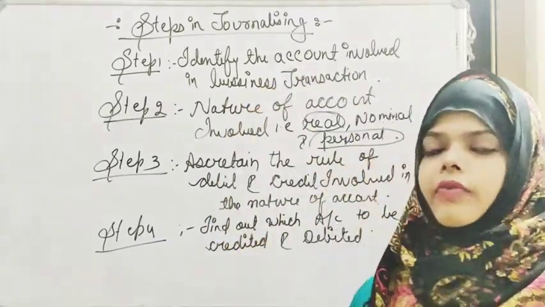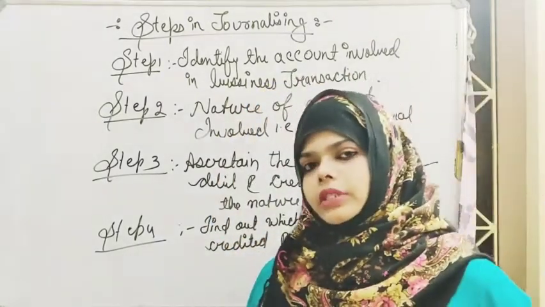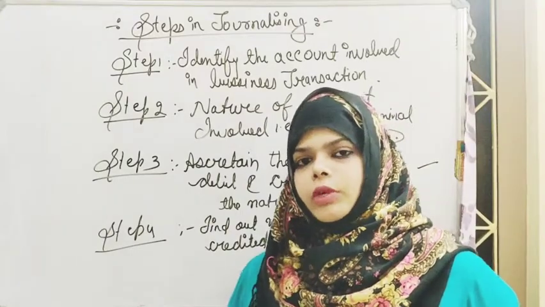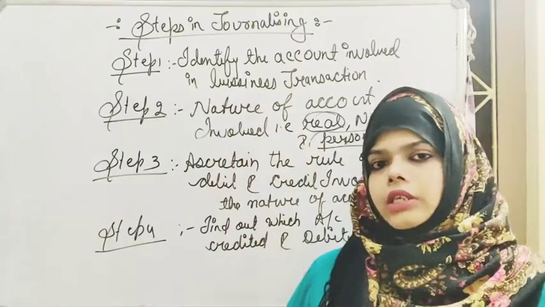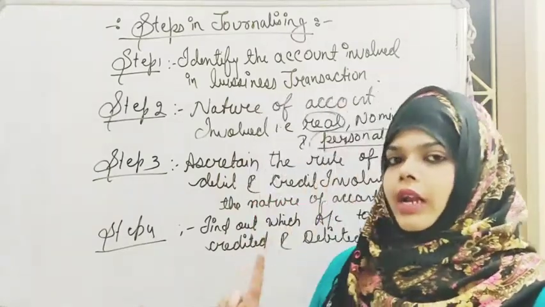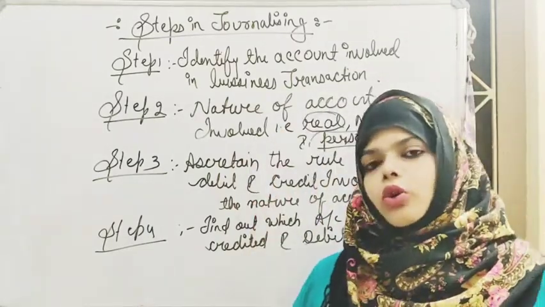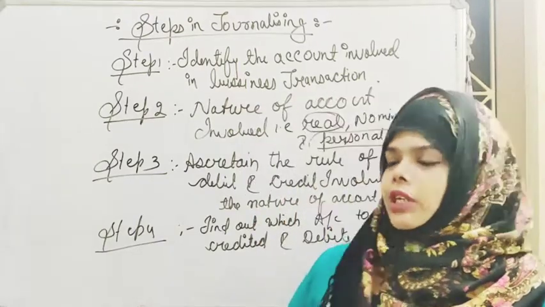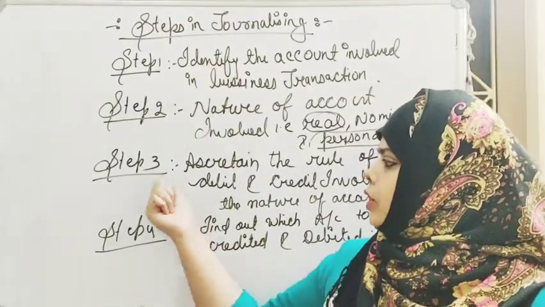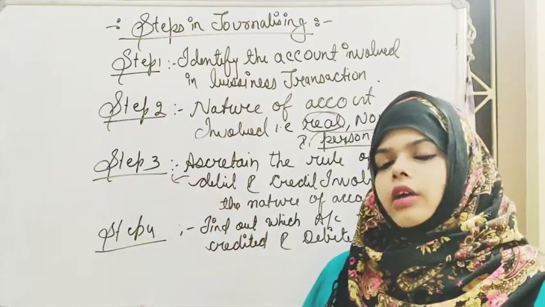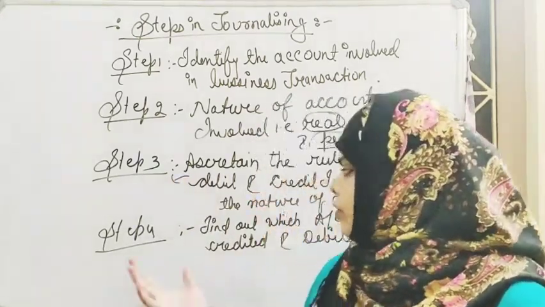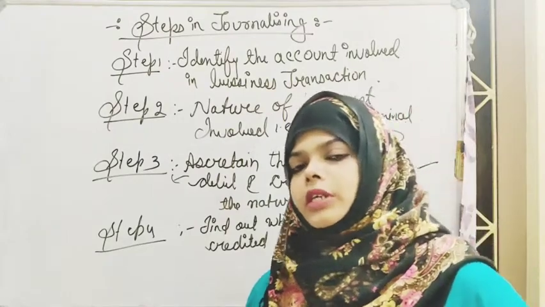For example, if Rahul commenced a business with cash, Rahul is a personal account, that is a natural personal account, and cash is a real account. So which has to be debited and which has to be credited? We have the rule over here, that is debit and credit. After finding it out, we have to find out what is to be debited.